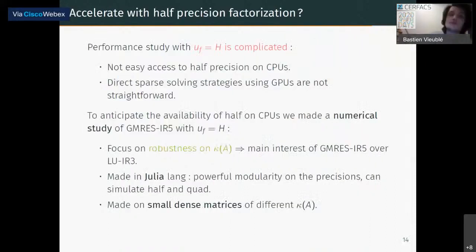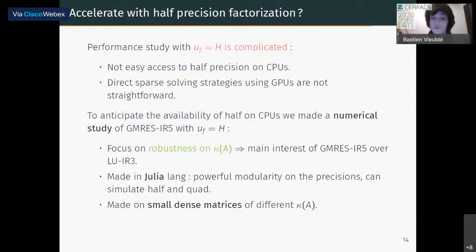So in this previous experiment, we have been performing the factorization in single precision. Now we will consider doing it in half precision. The bad news is a performance study with the factorization in half is a bit complicated because we don't have easy access to half precision on CPUs right now, and direct sparse solving strategies using fully GPUs are not so straightforward. But to anticipate the availability of half on CPUs, we can still make a numerical study of GMRIR5 with the factorization in half.